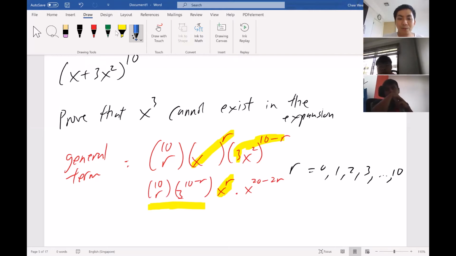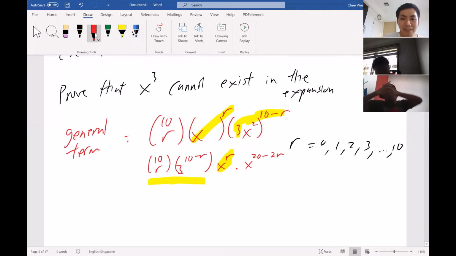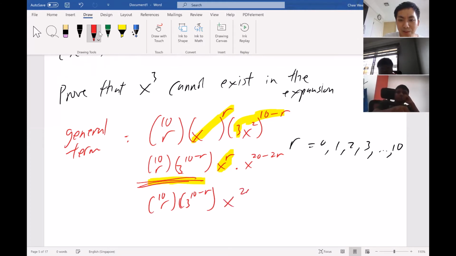So basically numbers are put together, x terms are put together. Then simplify, and the numbers here we don't have to care about anymore. So keep it there for the time being. We will simplify the algebra. So this will give you x to the power of 20 minus 3r by laws of indices.